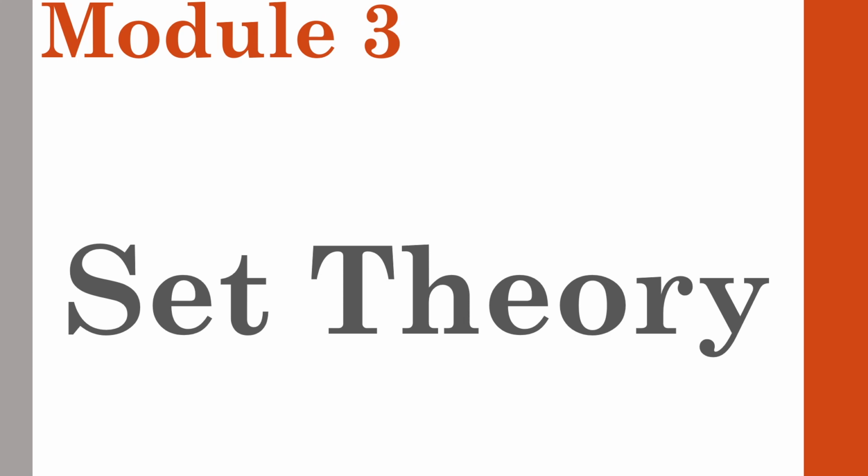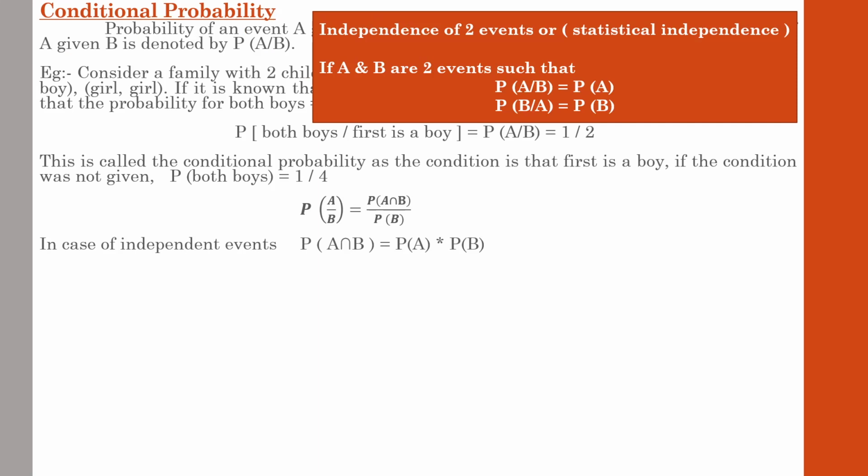Previously we had discussed addition concept and conditional probability. Let us discuss other rules of probability. Next one, multiplication rule of probability.